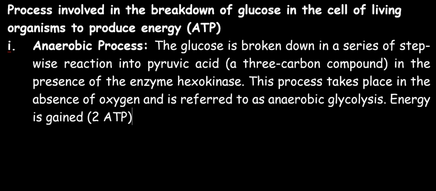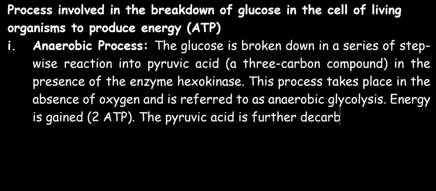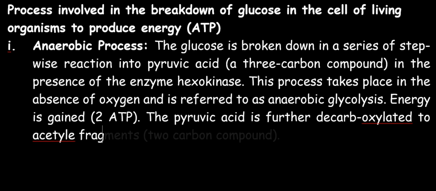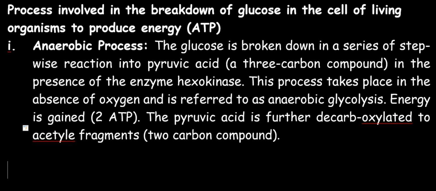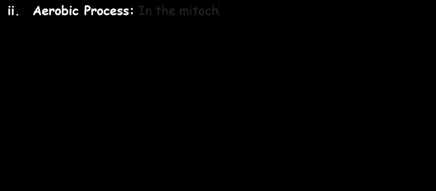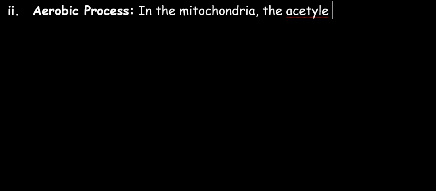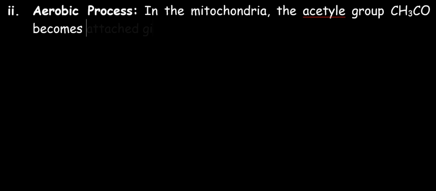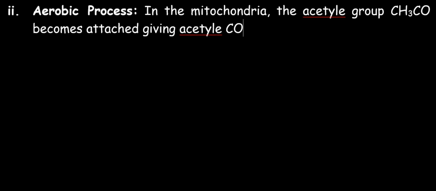The exact amount of energy gained here is 2 ATP. The pyruvic acid is further decarboxylated to acetyl fragments. Acetyl fragments are 2-carbon compounds. So the next process involved in the breakdown of glucose we are going to be looking at is the aerobic process. In the mitochondria, the acetyl group, that is the CH3CO, becomes attached to coenzyme A, giving acetyl-CoA, and carbon dioxide is liberated.